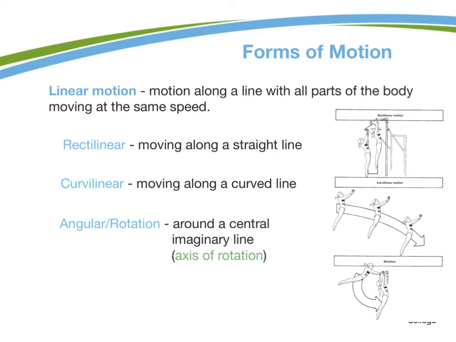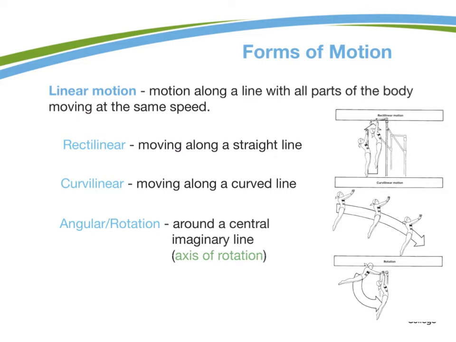Now, linear motion is split up into three different directional linear motions. So rectilinear is moving along exactly a straight line. That would be like doing, say, something like a pull-up. So you pull yourself up to the bar, you pull yourself down.